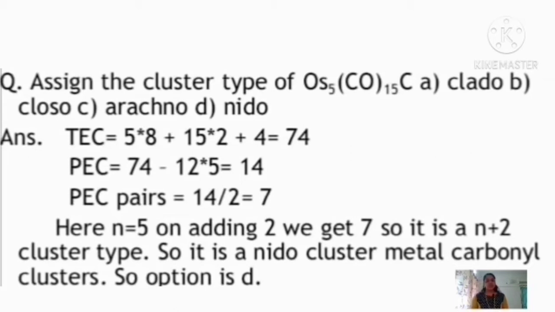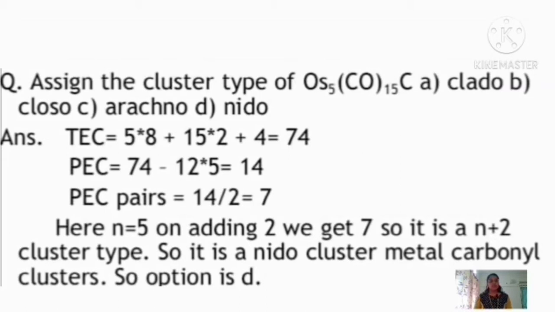Then after getting the total valence electron count, we have to find the polyhedral electron count. The polyhedral electron count can be found by total electron count minus 12 into n. Here n is equal to 5, that is, the number of metal atoms present is 5. So 74 minus 12 into 5, that is 74 minus 60, which will be equal to 14. After finding the polyhedral electron count, we have to find the pairs by dividing by 2. So 14 by 2 is equal to 7.